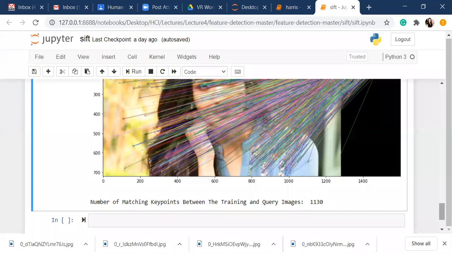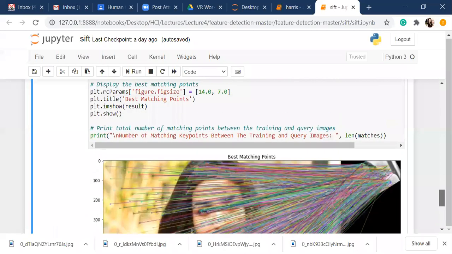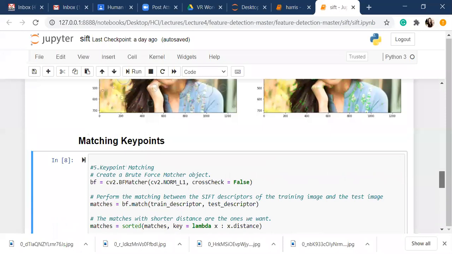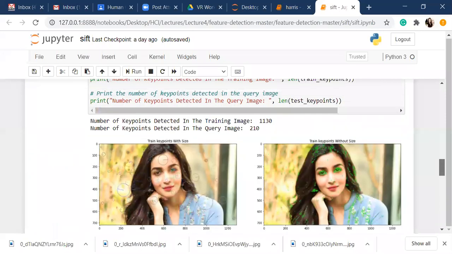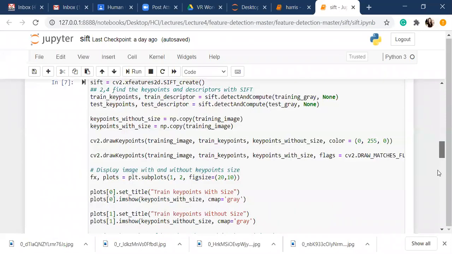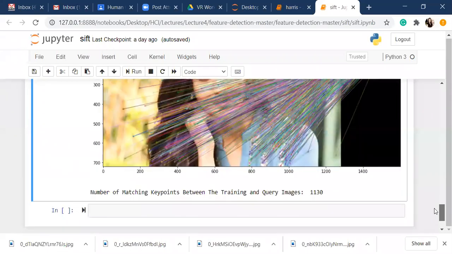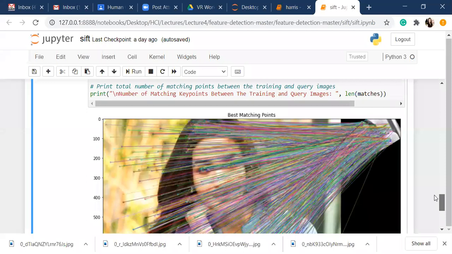So just use this code, run it and try to understand the things. I think this SIFT algorithm is running very fast because we do not have so much time. But if you run the code and try to learn the coding skills, then you will understand the things.